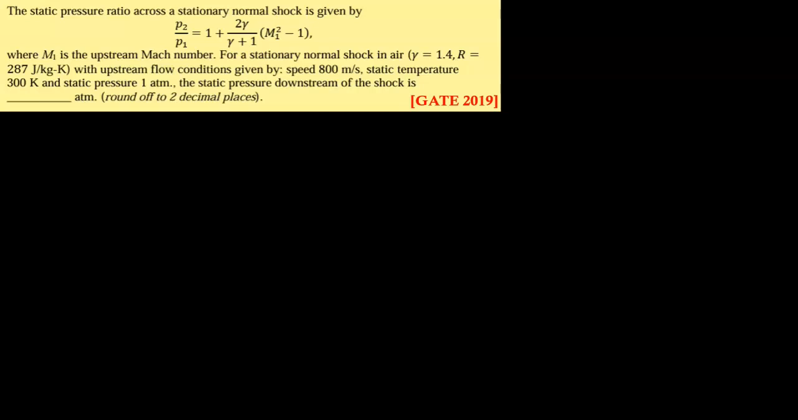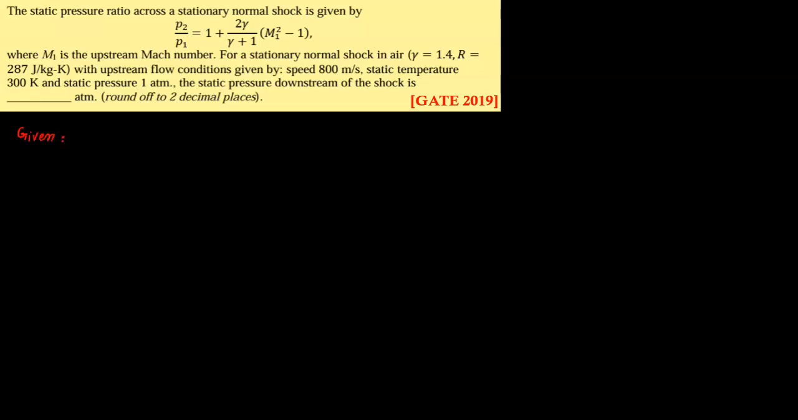For a stationary normal shock in air, gamma value is 1.4 and R is equal to 287 joule per kg Kelvin, with upstream flow conditions given by speed 800 meter per second, static temperature 300 Kelvin, and static pressure of 1 atm. The static pressure downstream of the shock is, so we need to find the static pressure in the downstream conditions. So let's write the given condition first.